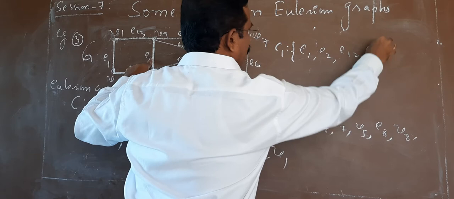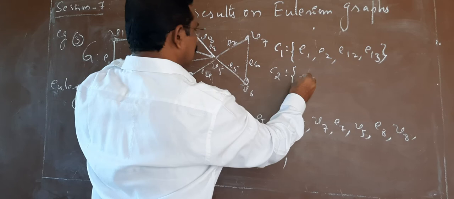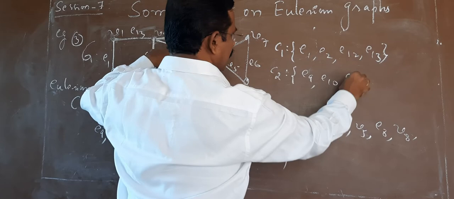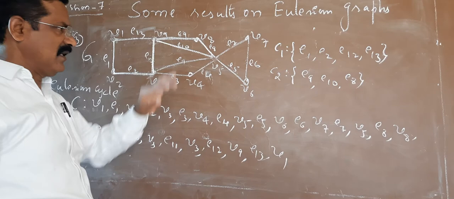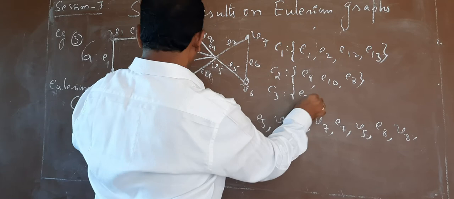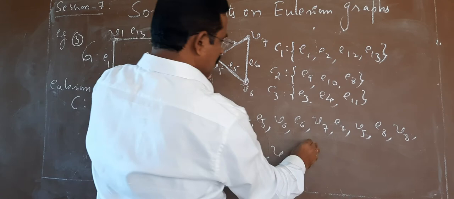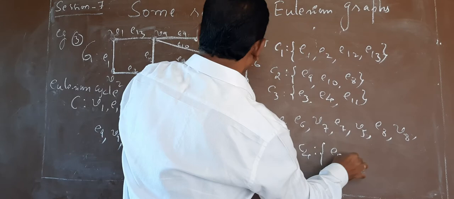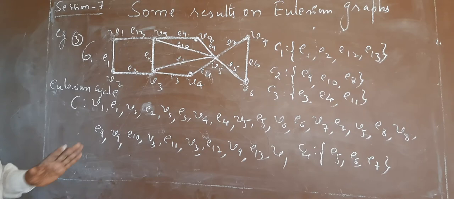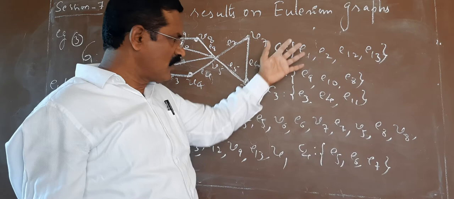And we will consider the second cycle. Now the edges are E9, E10, E8, or you can write E8, E9, E10, it doesn't matter. Next, this is another cycle, C3. Now the edges are E3, next E4, next E11. And there is one more cycle, the last cycle, C4, and the edges are E5, E6 and E7. So this is how we have given the Eulerian cycle as an alternating sequence of vertices and edges, and we have partitioned the edges into four cycles. So this is the solution of the question which they have asked.